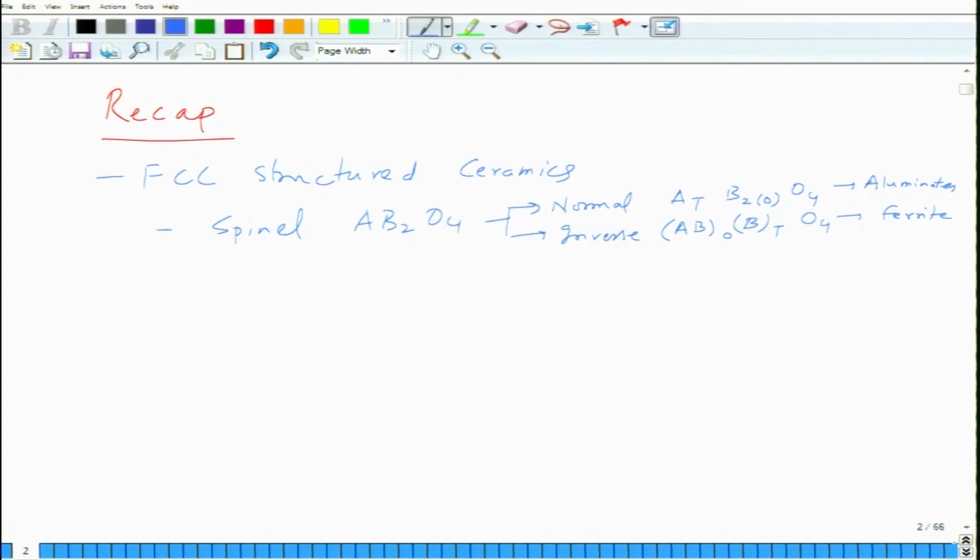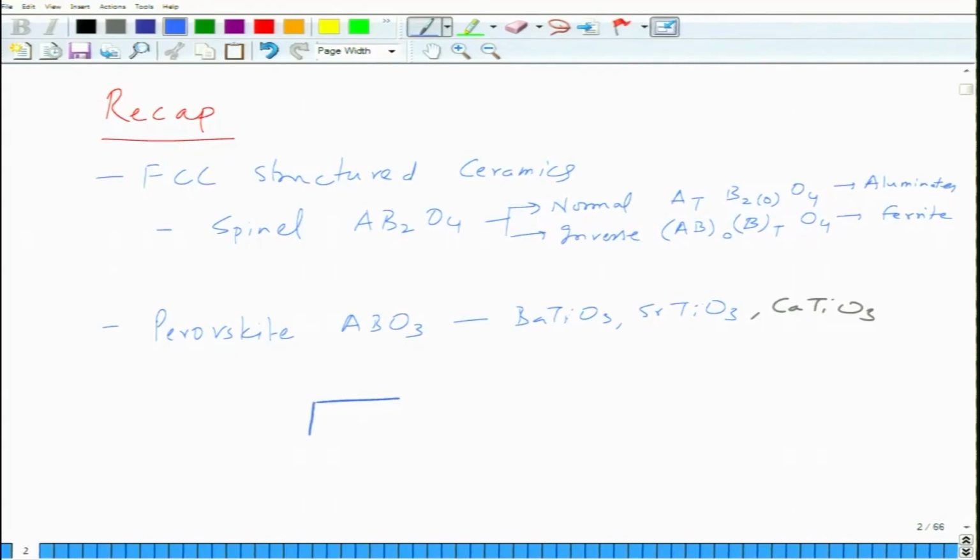And then we looked at the perovskite structure, which is based on the ABO3 formula unit. These are compounds such as barium titanate, strontium titanate, calcium titanate, and so on and so forth. They follow this kind of structure, which is basically based on a non-FCC packing.